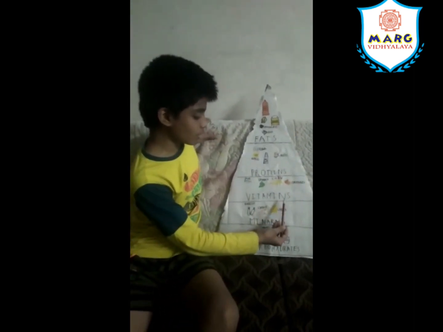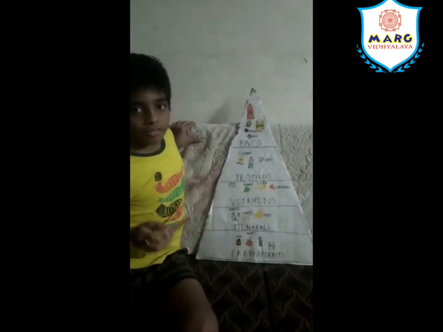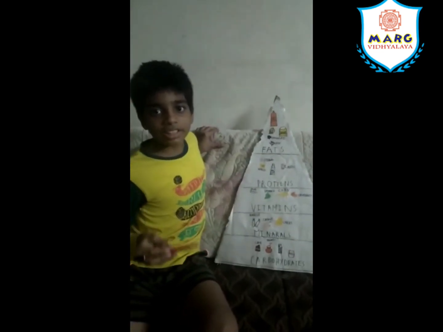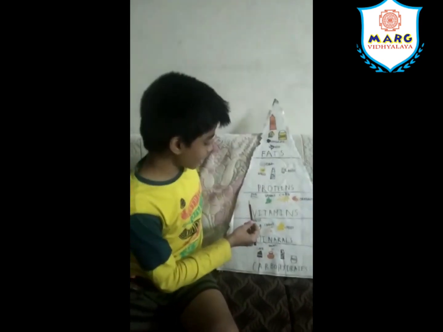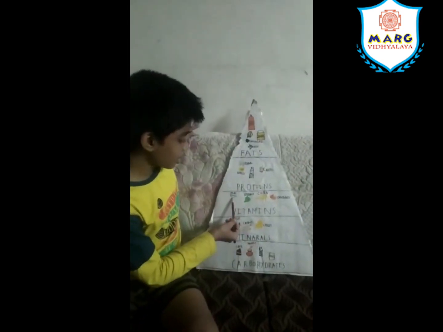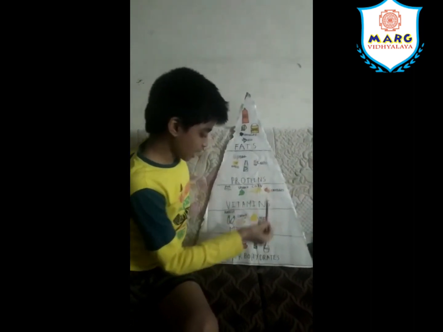Now we will see about vitamins. There are 5 types of vitamins needed by our body. They are vitamin A, B, C, D, E and K. The examples of vitamins are peas, spinach, corn, oranges, etc.